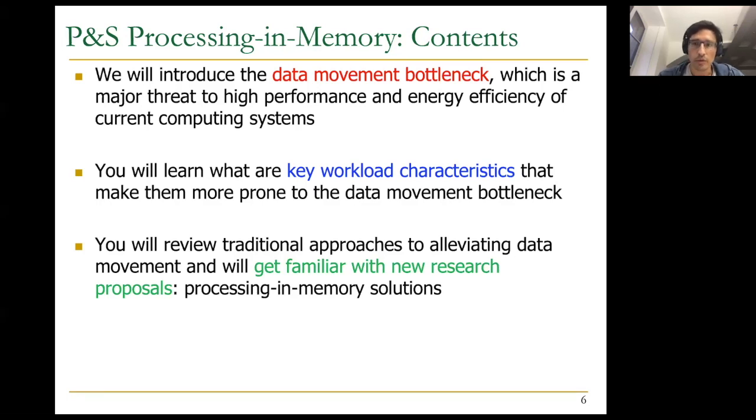And it's something that processing in memory can probably solve, because in the end, in processing in memory, instead of bringing the data, you're going to move the computation to these new processing elements, or these new processing capabilities that we are going to have inside memory.